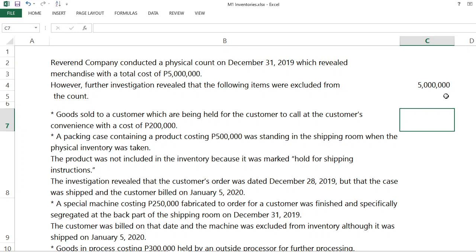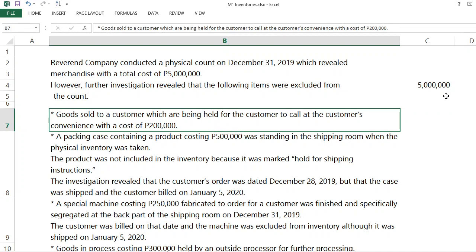First, goods sold to customers which are being held for the customer to call at the customer's convenience. That simply means ready for pickup. When we say goods sold for customer's call, we are just waiting for the customer to call and collect it. It is like a specifically segregated good. If that's the case, it is no longer your inventory because it belongs to the buyer now. It's no longer ours, we just wait for the pickup or the call. So it was right to exclude it. Ignore.